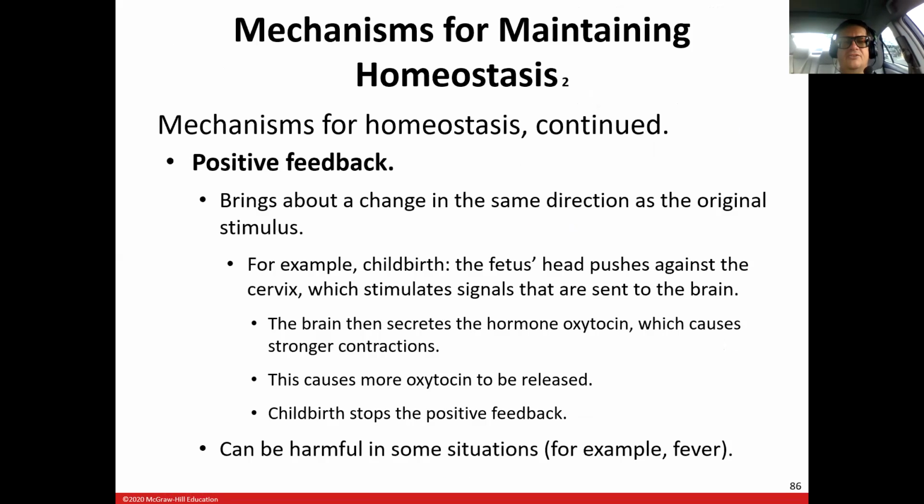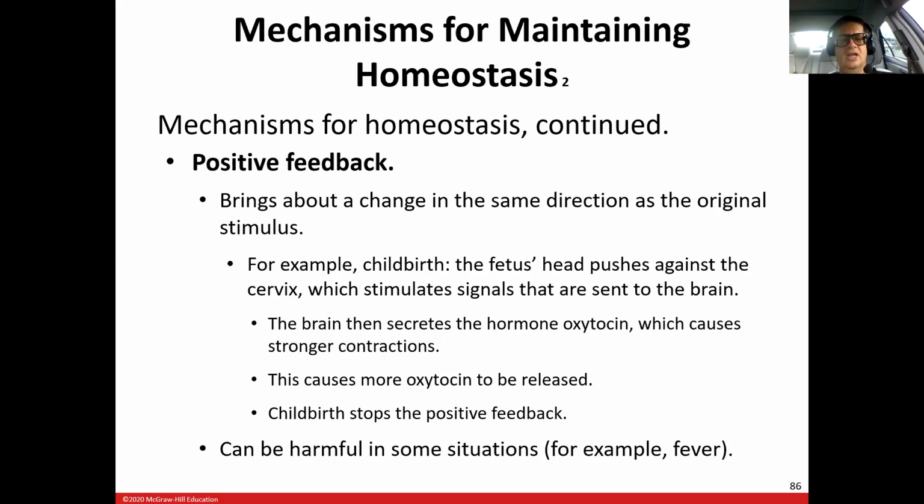All right, mechanisms for homeostasis continued. Positive feedback brings change in the same direction as the original signal. Remember, negative feedback, the most common one, it tends to be, here's homeostasis and we're a little high or a little low, or a little high or a little low. We're always wavering around that one thing. Positive feedback, we're here, and then something happens, we push more, and then we push more, and push more, push more. You're going in the same direction the whole time.